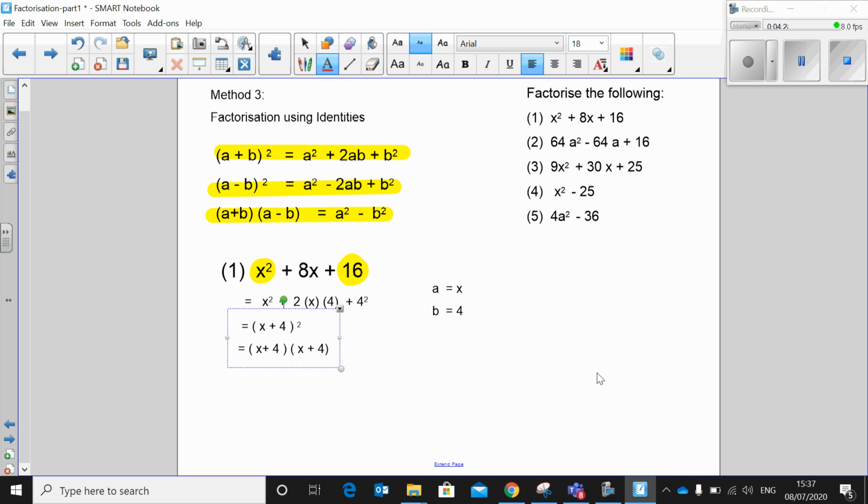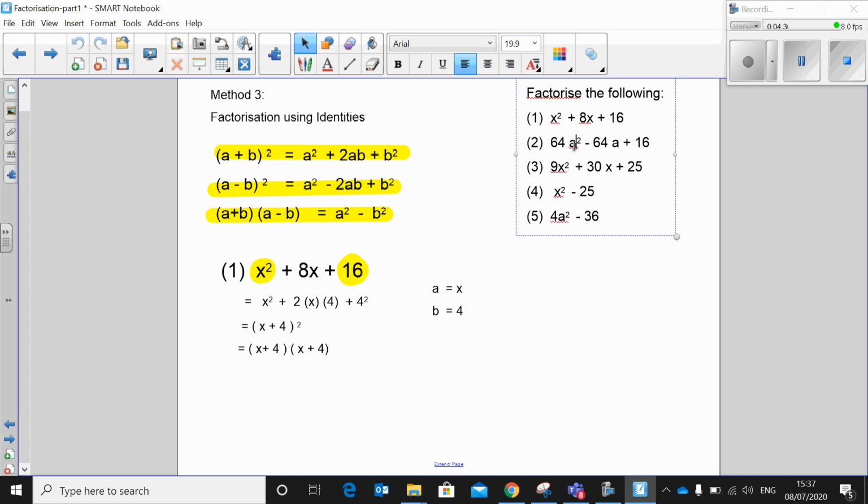Like 4 can be written as 2 into 2, correct? Similarly, is there any doubt? Let's see the next sum. The next sum is 64 a square.